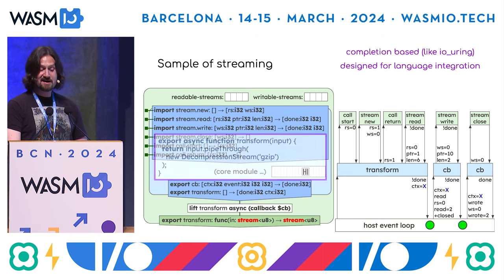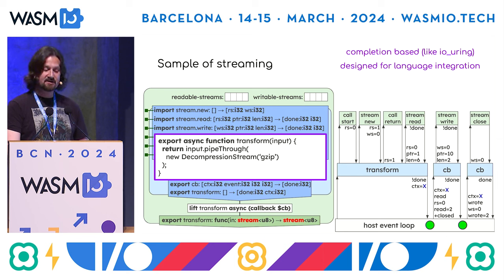So what I actually get to write in my source code would be, say, in JavaScript, an async transform function that takes a readable stream, and given a readable stream, I can, say, pipe it through a decompression stream and get a readable stream that I return, and that should just work. And it's the job of the compiler and VM to integrate with all these low-level ABIs, as enabled by the lifting-lowering definition that connects the high-level stream type to the low-level concurrency ABI.